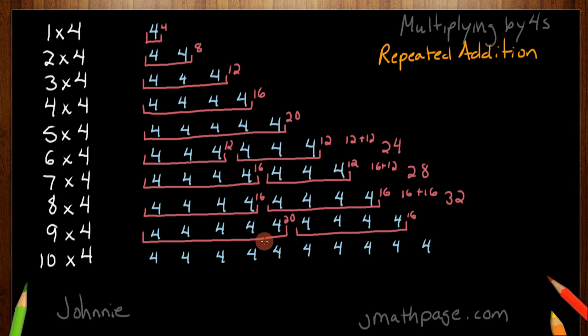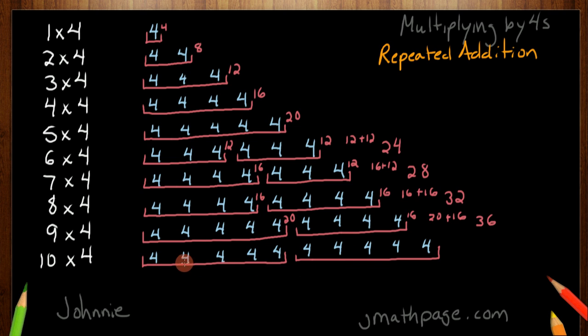What does this tell us about 9 times 4? It tells us that 9 times 4 is the same as 20 and 16 more. So 20 and 16 more. Well, 20 and 10 is 30, and 6 more make 36. The last one, 10 times 4. Let's make these into 2 even groups of 5.